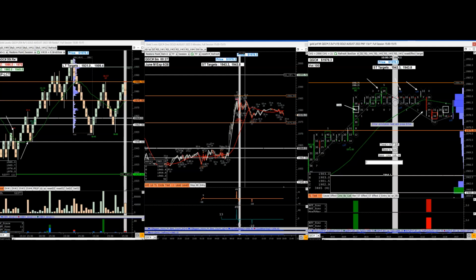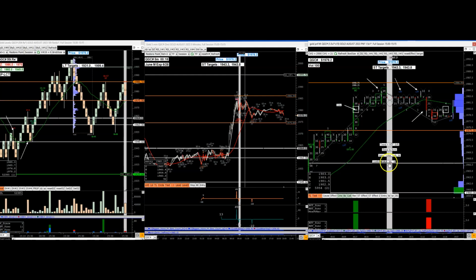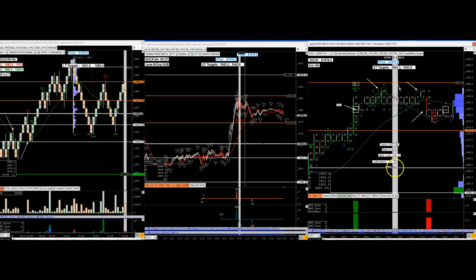Why? Because you're looking for confirmation, which comes in the form of a higher high or a lower low. So for accumulation bases, you need a higher high, and for distribution bases, you need a lower low.